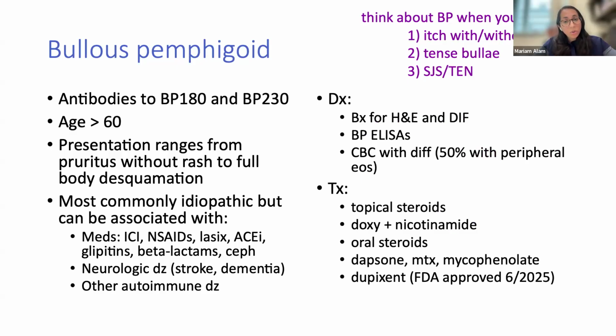For diagnosis, we do a biopsy for both pathology and for direct immunofluorescence, so looking for antibody deposition at the dermal-epidermal junction. There's a blood test, which is easy for any of you to do. If you just type in bullous pemphigoid ELISAs in Epic, it'll pop up, and that gets sent out to the ARUP lab in Utah, and they do an amazing job. And then looking at a CBC can be really helpful. About 50% of these patients will have hypereosinophilia.